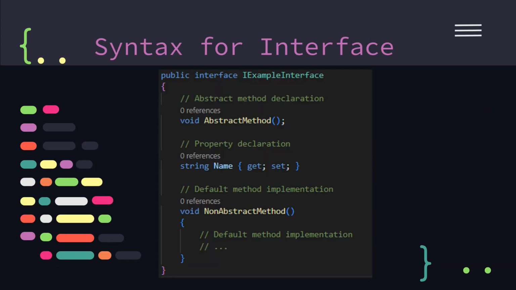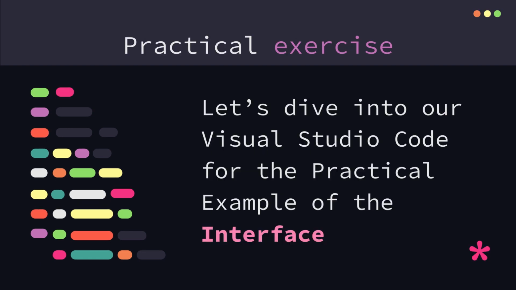Coming to the syntax for interface, we first declare the access modifier, which in this case is public, followed by the keyword interface, followed by the interface name. Now, inside the interface, we can declare the abstract method, which has no implementation, followed by the properties, and at last we can also declare the non-abstract method inside the interface, which can have the implementation details. Let's dive into our VS Code for the practical example of the interface.